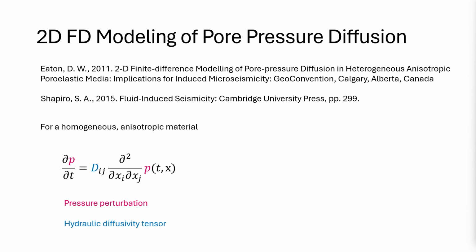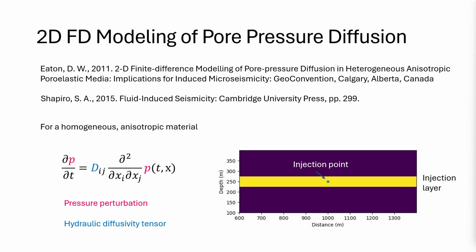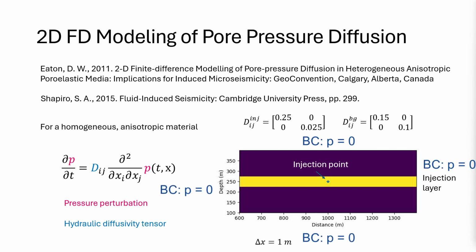So following Dr. Eaton's 2011 abstract, we built our discretized model where we have an injection layer surrounded by the background medium. The injection point is placed at the center of the model. The diffusivity tensor values are taken the same as in Model 4 in Dr. Eaton's abstract. The grid spacing delta x is chosen to be 1 meter and delta t is chosen to be 1 second, satisfying the stability criterion.